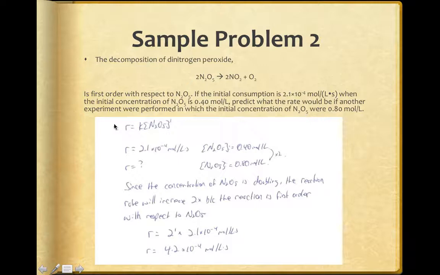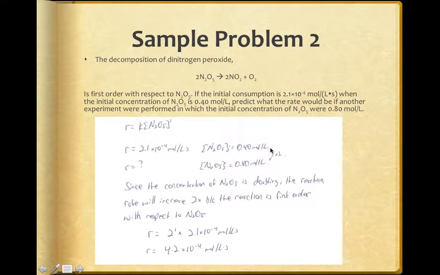So let's write out our rate law expression. We always need to start off with that. So we have R is equal to k times the concentration of N2O5 raised to the power of 1. Now it is to the power of 1 because we're told that it is first order in the question. We're told that the initial rate is 2.1 times 10 to the negative 4 moles per liter second, and that the initial concentration of N2O5 at that reaction rate is 0.40 moles per liter. The question is asking us to solve for the rate if the concentration of N2O5 is 0.8 moles per liter.